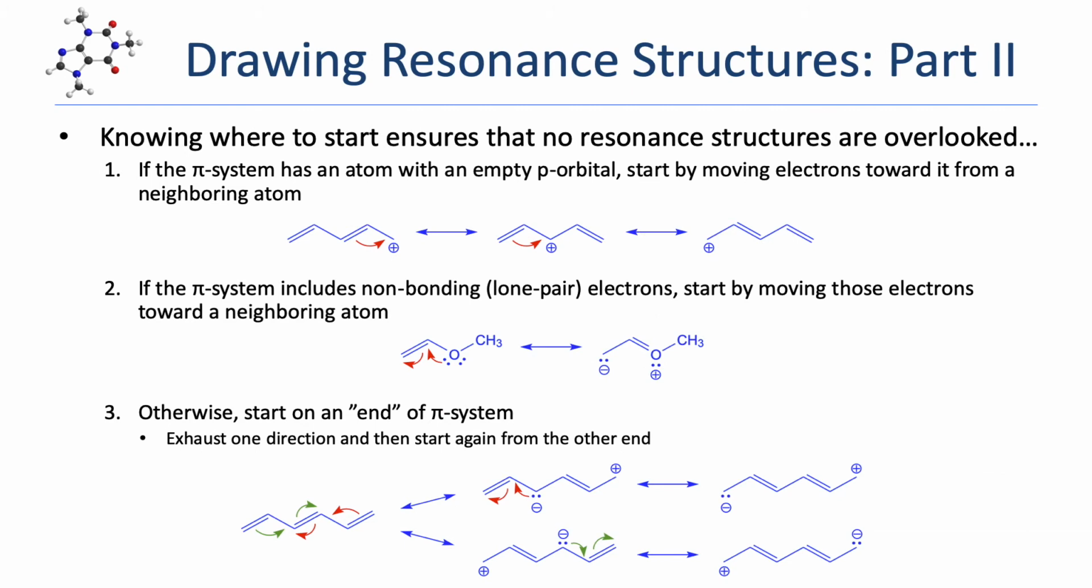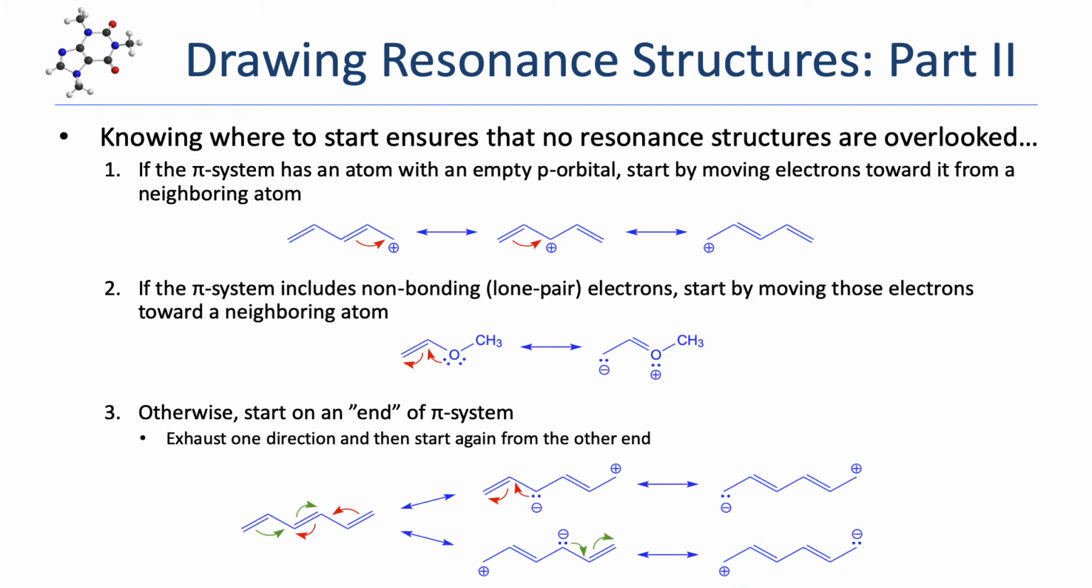In more complex systems that have multiple pairs of delocalized electrons, it's helpful to have a plan to decide which pair of electrons to start moving first. The first thing to look for is an empty p orbital. If the pi system has an atom with an empty p orbital, start by moving electrons toward it from a neighboring atom.